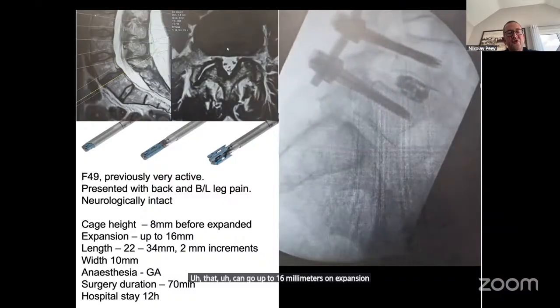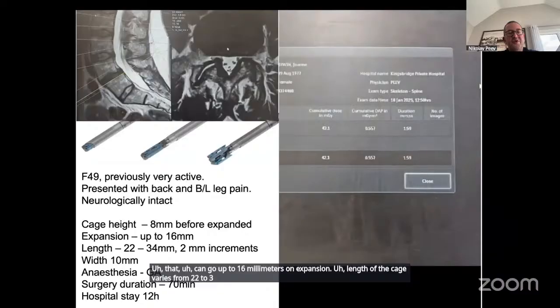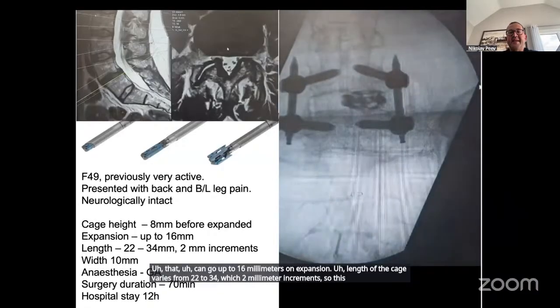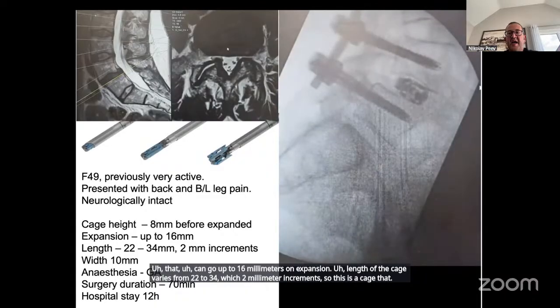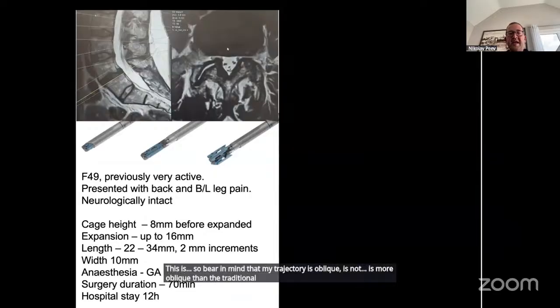Length of the cage varies from 22 to 34 with 2 millimeter increments. So bear in mind that my trajectory is oblique, more oblique than the traditional TLIF, and because of that I am able to use longer cages.